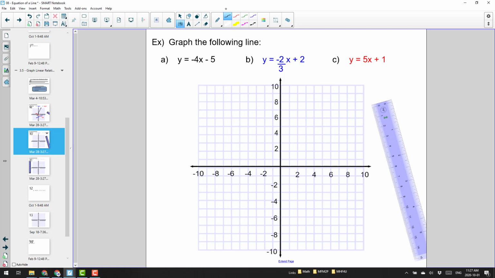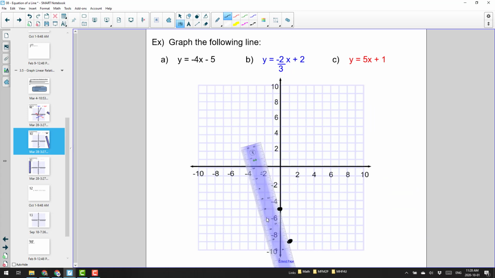Okay, so for the first one, y-intercept is -5. We have a slope of -4, so -4 over 1. I'm going to go down 4 over 1. There's my second point. Bring my ruler over. And there's my line. The slowest part of this is just setting up your axes the first time. But once you have your graph set up, the line itself can be done very quickly.